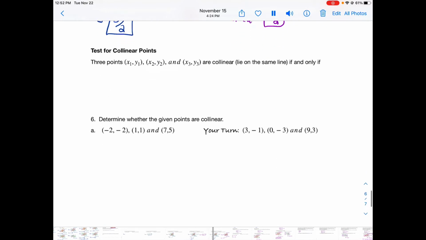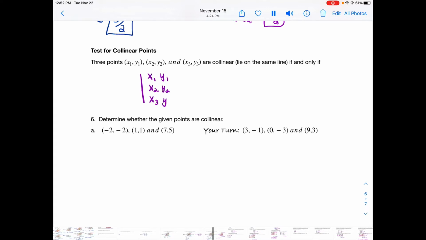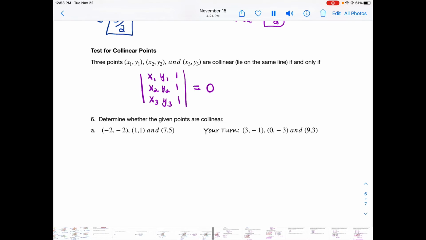The third thing that we can use determinants for is to test and see if 3 points are collinear. Now this test, we're going to set it up just like we did for the area one. We're going to have our first, second, and third point put in our determinant with our placeholders of 1. And then if I find that determinant and the answer is 0, then all 3 of these points are collinear. That means they lie on the same line. If I get any other value besides 0 for my determinant, they are not collinear.